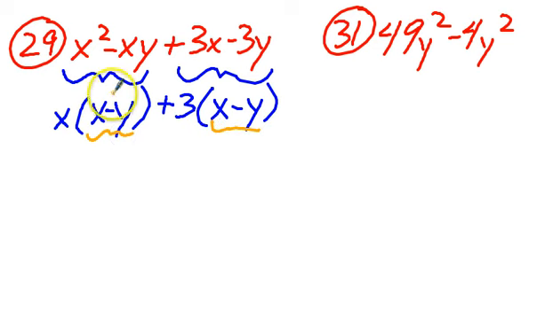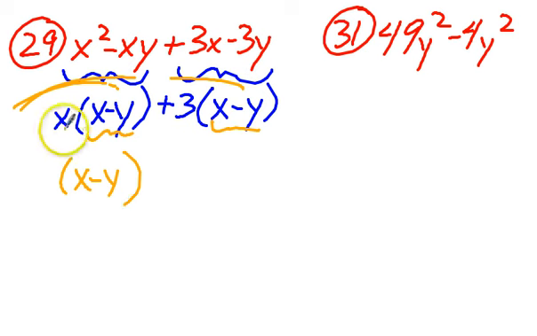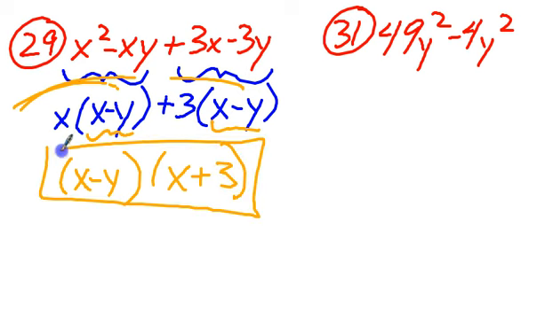So that means this now is the common factor. So I'm going to factor it again. I got a common factor of x minus y. So I'm going to factor out x minus y, and what I would have left over here is just a plain old x, and what I'd have left over here is just a plain old 3. And so those would be your final factors.